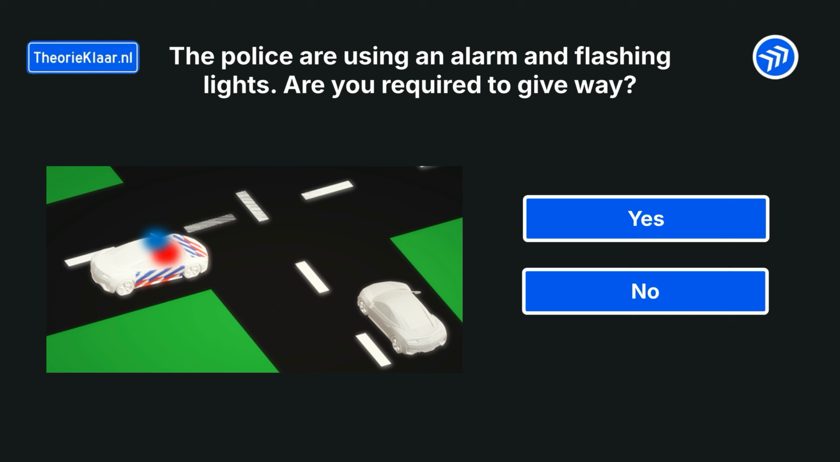The police are using an alarm and flashing lights. Are you required to give way? So in other words, are you required to let the police go first? Then the right answer is yes. When they have flashing lights, the police goes first, so you don't look at the normal traffic rules.